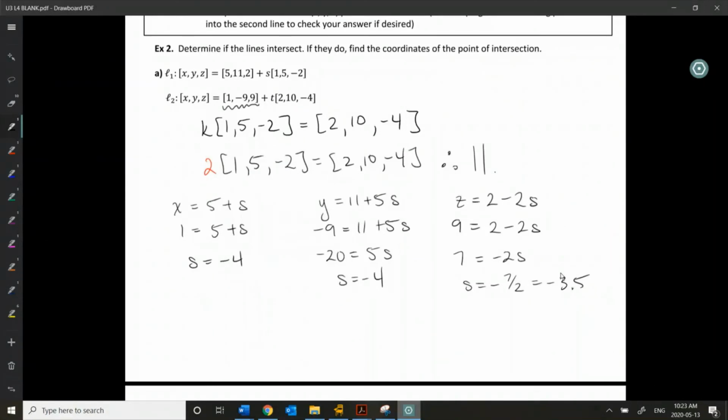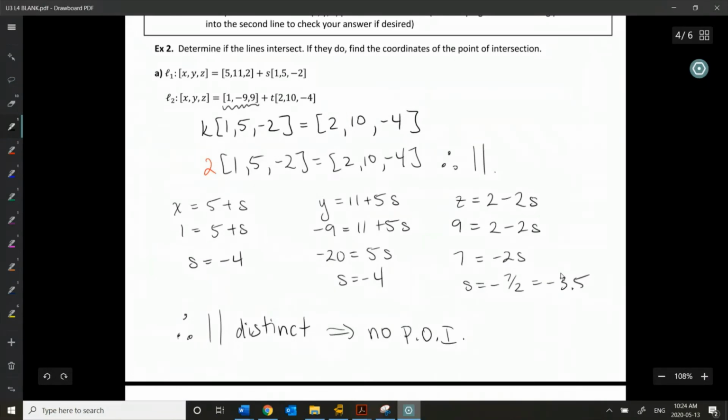So this is going to tell me that these lines are not parallel coincident, meaning they have no points of intersection. So we would say, therefore, these lines are parallel distinct. And that means that there are no points of intersection. All right, let's take a look at another example.